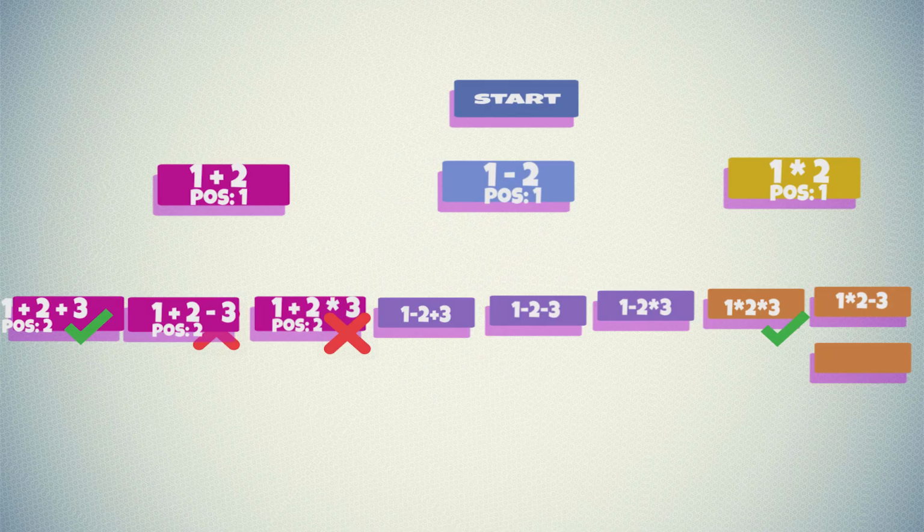So this is the final recursion tree which will be created at the end of the program. As you know, there are two possible expressions, 1 plus 2 plus 3 and 1 into 2 into 3, and that is the solution to the problem. So now let us look at the program.